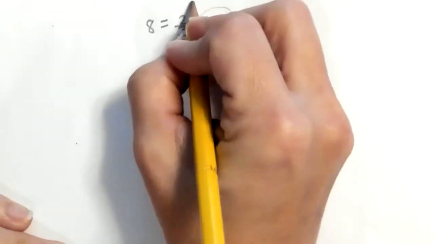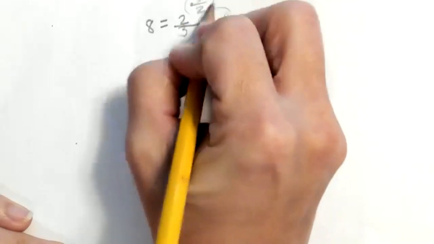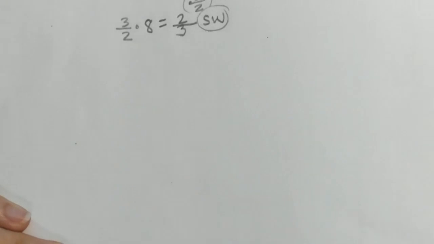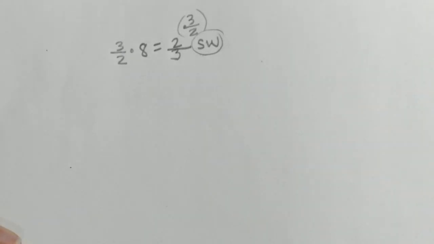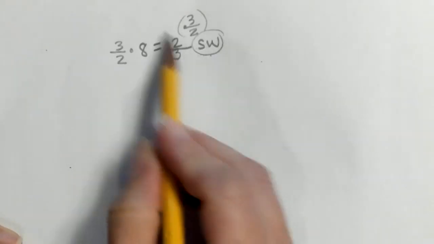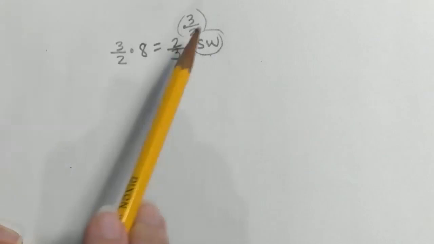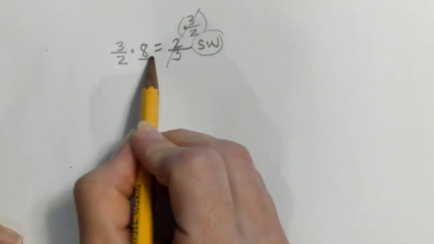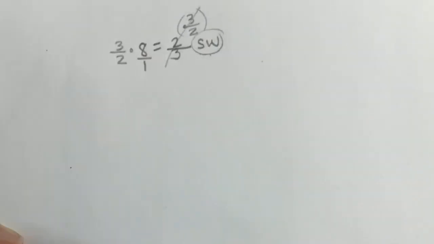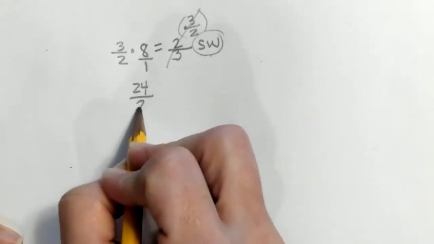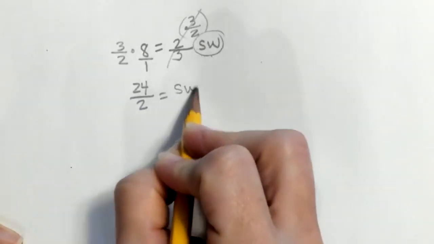So you can multiply by the reciprocal. Remember, if you're trying to divide by a fraction, you flip and multiply. So we're doing the same thing, because typically what we would do is divide by 2/3 to get rid of it. And when dividing by a fraction, you flip and multiply. So this cancels out. And now to multiply a fraction by a whole number, put your whole number over 1 and multiply straight across. So we have 24 over 2 equals our whole side length.